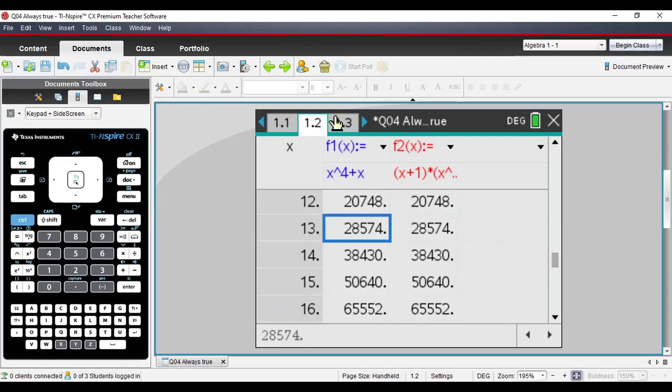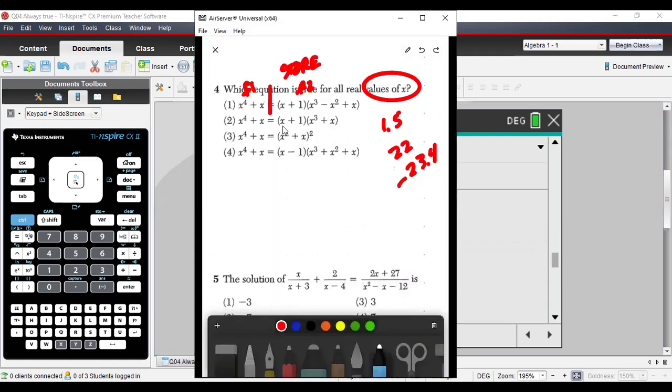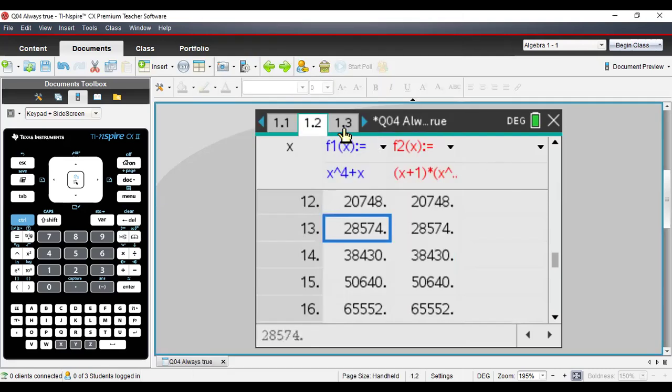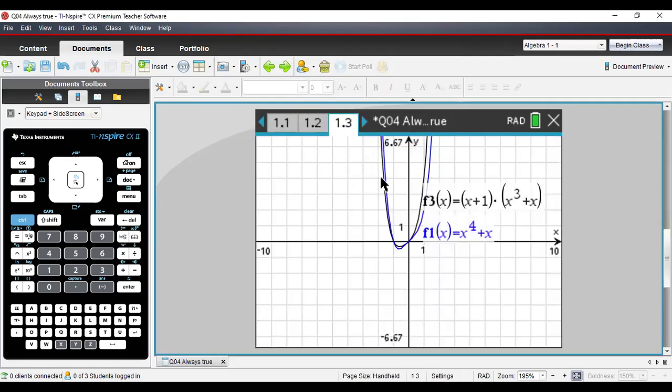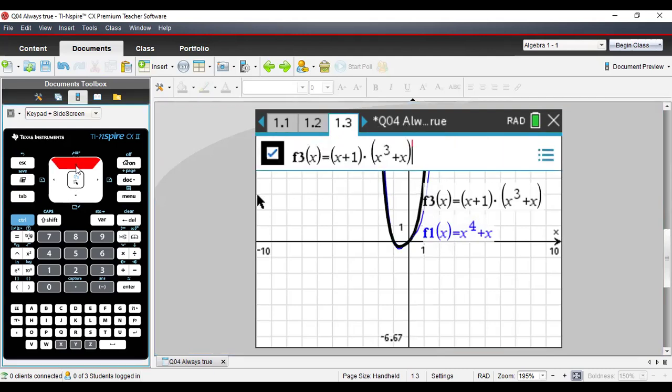Now, what I wanted to show you is the next one, which has x plus 1 times x to the third plus x, and then, of course, we have x to the fourth plus x on this side. So I went and checked that one. Here are the two graphs. If I go tab, here is what I entered for F3. And since I've already entered this, I also use this one as well.